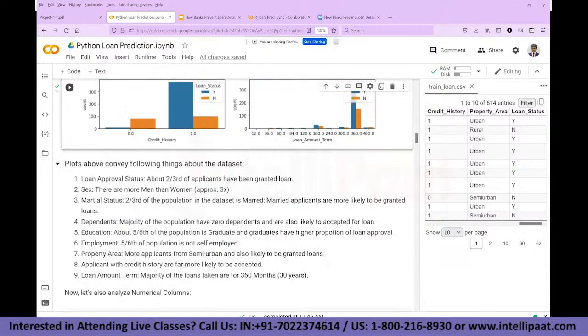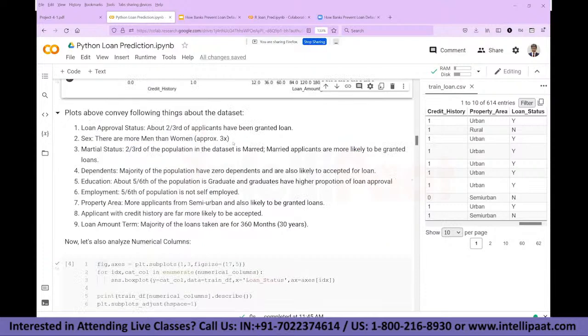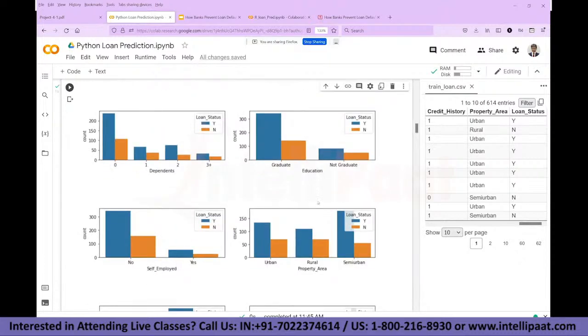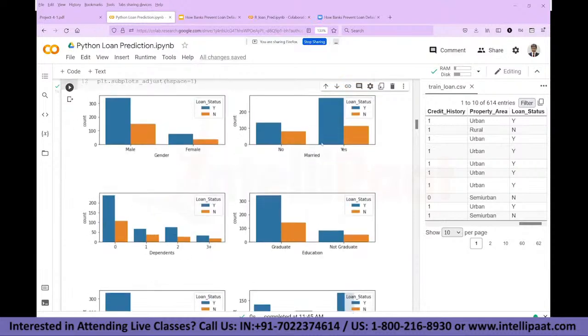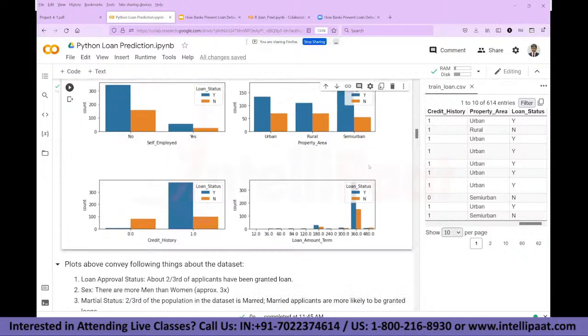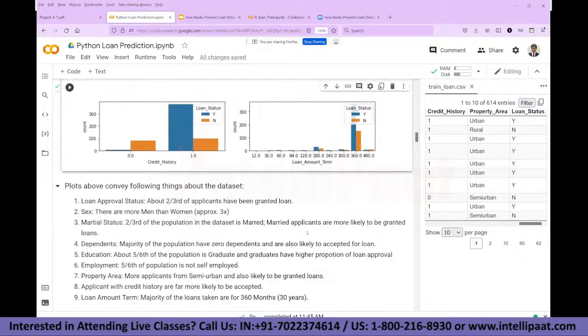The second thing we derived is that there are more men than women, approximately 3 times more. There are 500 men, and the women are almost around 100 to 150, so around three to four times. Similarly, for marital status, 2/3 of the population in the data set is married. Married applicants are more likely to be granted loans, and you can see that marital status from this particular curve, right? 2/3 of the married people are getting loans faster than the non-married people.